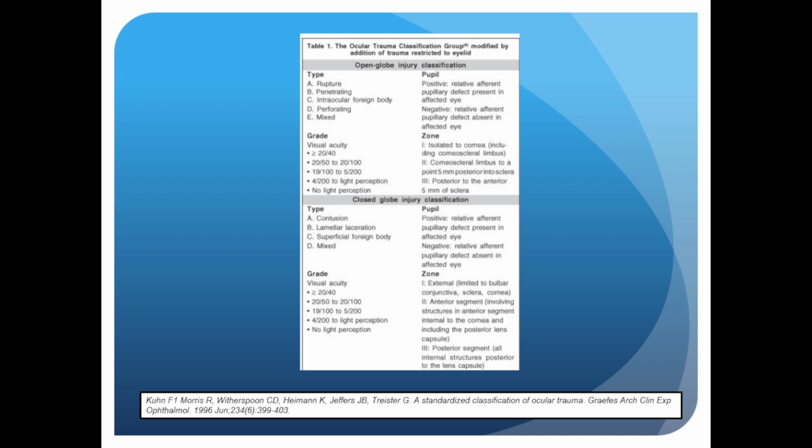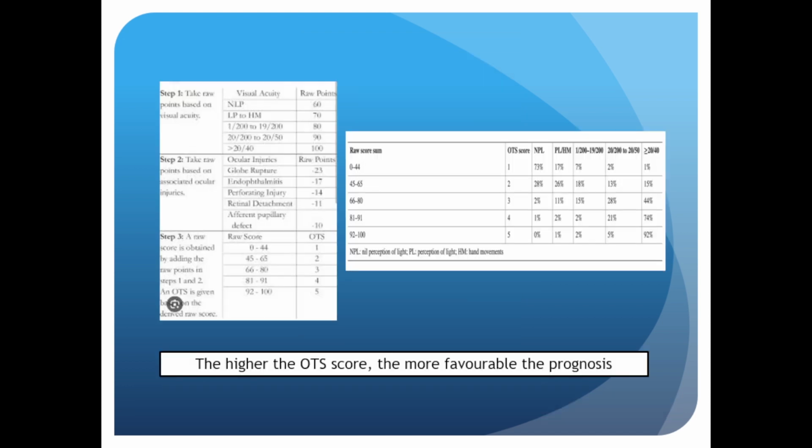In the same way, we can classify closed globe injury. Type will be contusion, lamellar laceration, superficial foreign body, or mixed. Grade again in the same way, grade 1, 2, 3, depending upon the visual acuity of the patient. Pupil is the same, and the zone will be different as compared to open globe injury. It will be external, or anterior segment, and if there is involvement of the posterior segment, it is classified as zone 3.